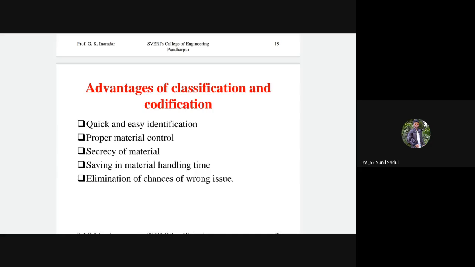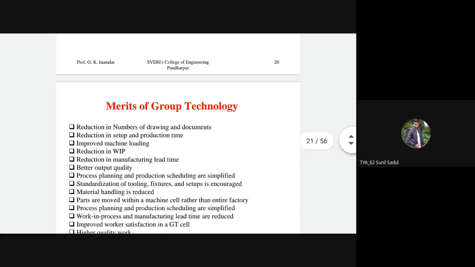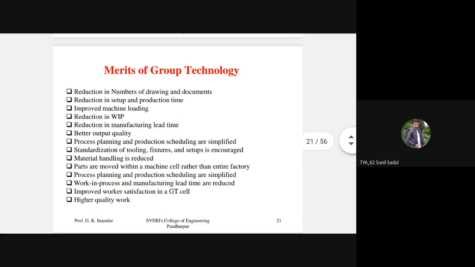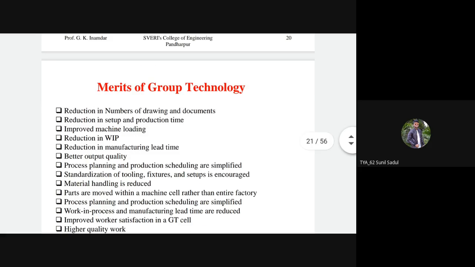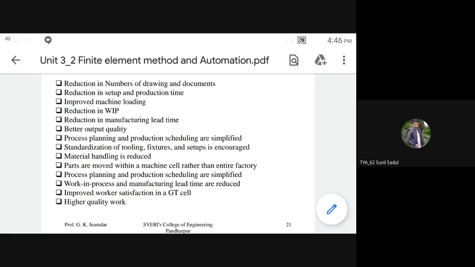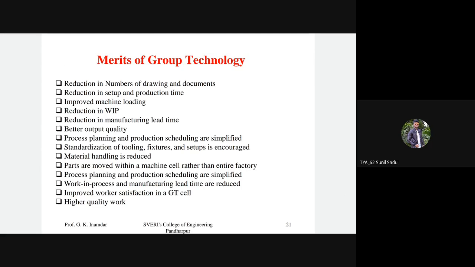Now again, advantages and disadvantages, or merits and demerits, of group technology. See, here we have already studied this. Codification and classification is also one of the parts of group technology. Part family is also group technology.